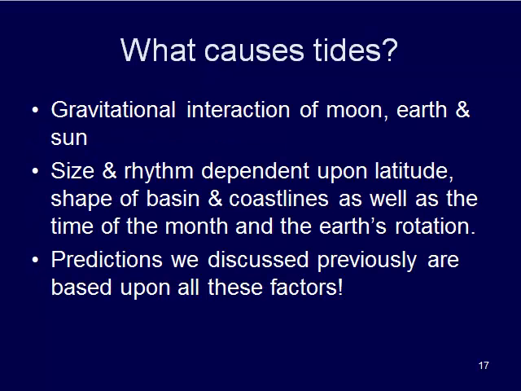So to get into more detail, basically, we have this gravitational interaction of the moon with the Earth and with the Sun. The size and rhythm of these tides are dependent upon your latitude, shape of the basin, and the coastlines, and the time of the month, and the Earth's rotation. Lots of factors go into the causes of tides, and also need to go into these models that predict tides. So, pretty complicated systems.